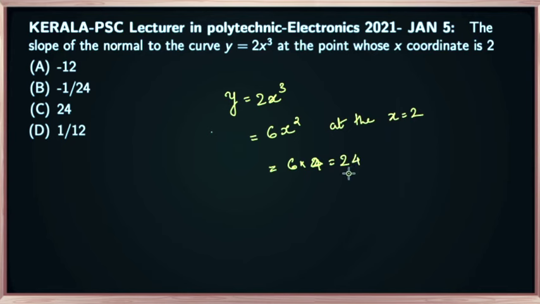But this 24 value is the slope of tangent to the curve, and the product of slope of tangent and normal must be equal to minus 1. So if I assume the slope of normal is m, m into 24 must be equal to minus 1, correct, because this is the slope of tangent and this is the slope of normal, right? So you will get m is equal to minus 1 by 24. So the correct answer is option B.